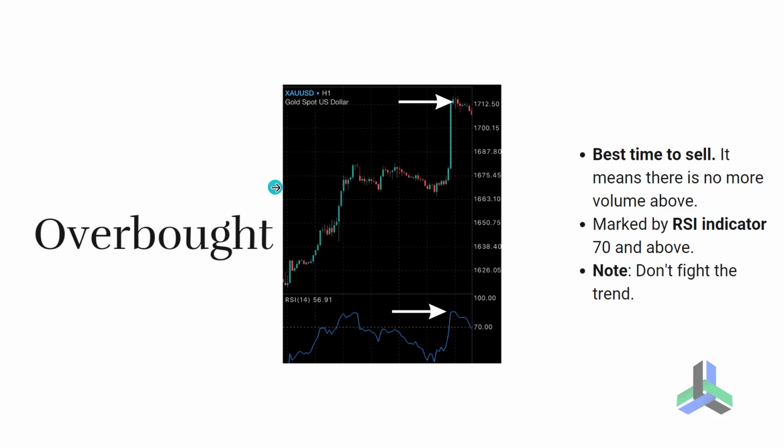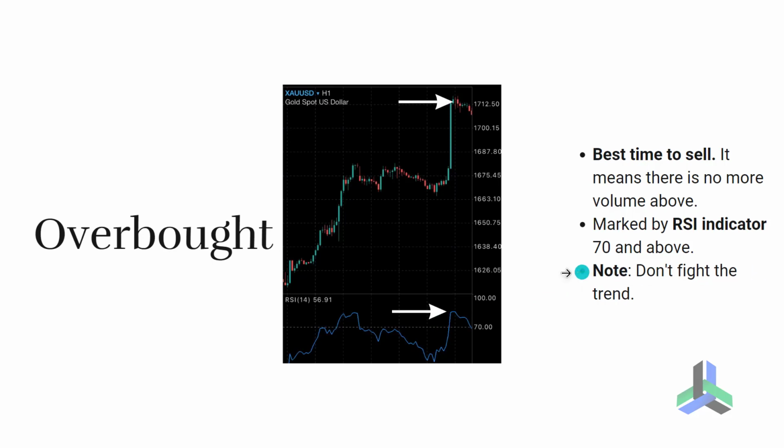The next thing we'll talk about is overbought. When the market is overbought, this is the best time to sell. It means there's no more volume above in the market. Overbought can be marked by the RSI indicator, the Relative Strength Index, at 70 and above. You can see that this line has crossed 70 to about 80-85. So once the market gets to 70 on the RSI line, you can safely say that the market is overbought. Now you must take note, do not fight the trend.